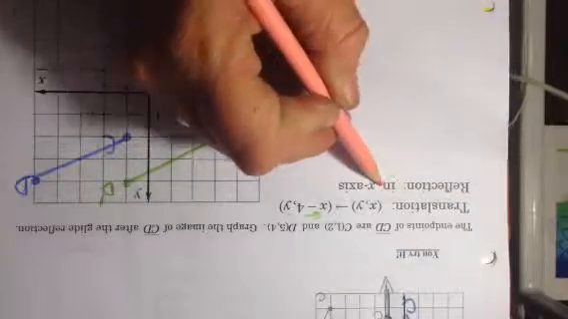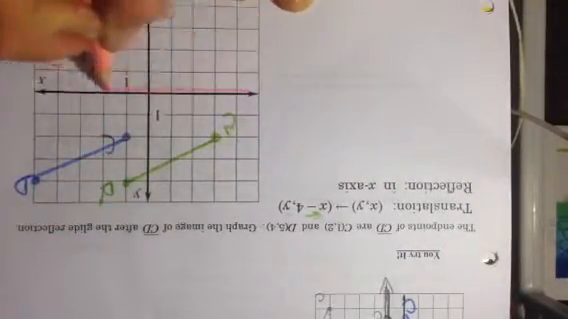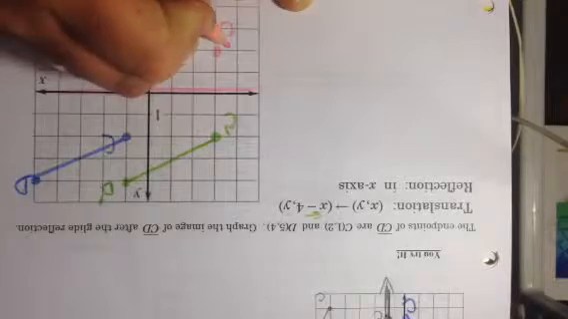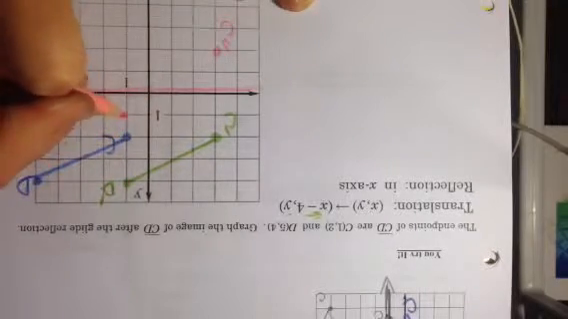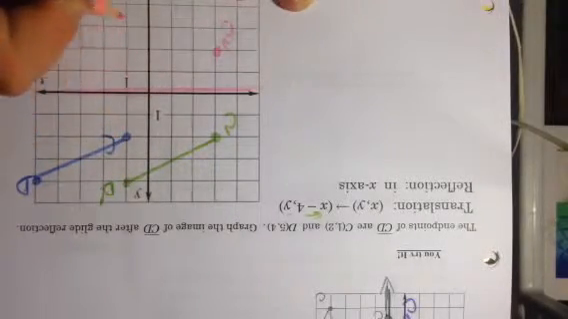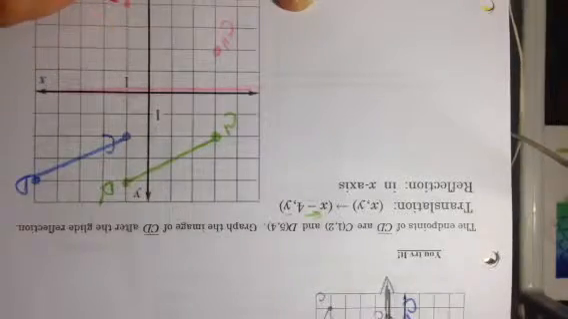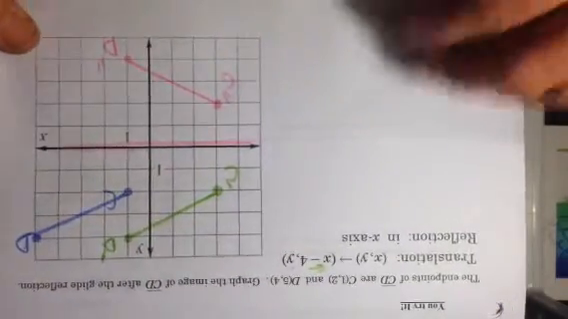And a reflection in the x-axis. So this is the x-axis. So I'm going to go 1, 2, 1, 2. C double prime. 1, 2, 3, 4. 1, 2, 3, 4. D double prime. Did you get it? Good job.